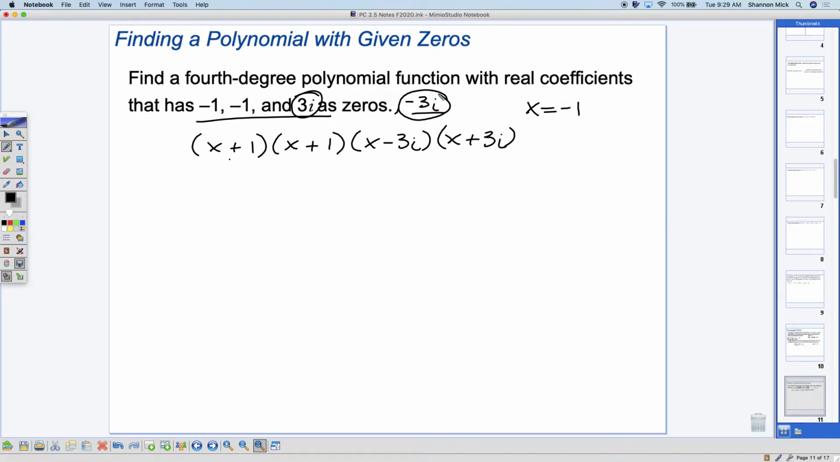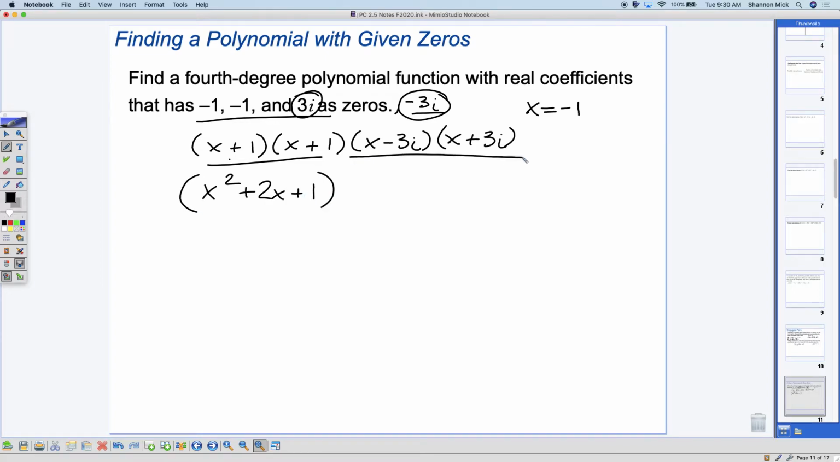Okay, so I don't have a polynomial yet. How do I get a polynomial? I've multiplied out, right? So I multiply this by itself, so I get x squared, 1x, 2x, so plus 2x, plus 1.